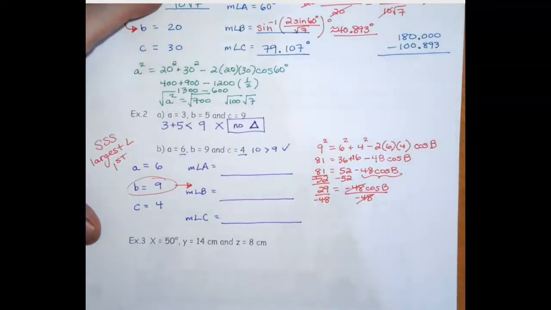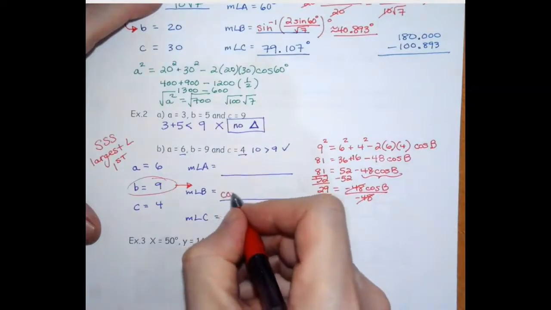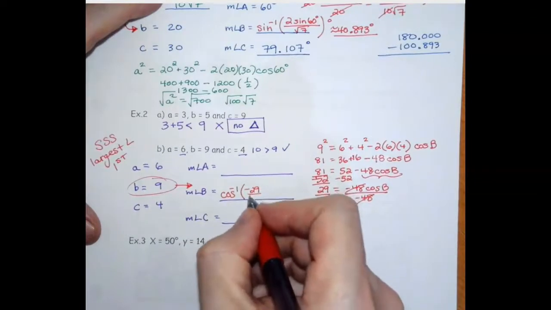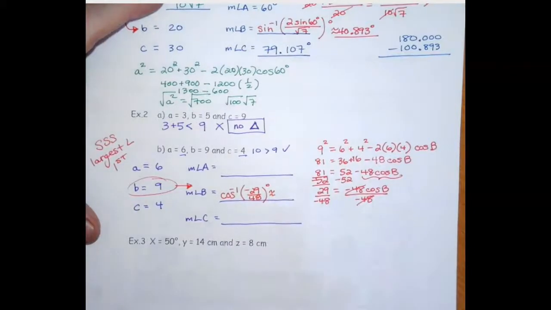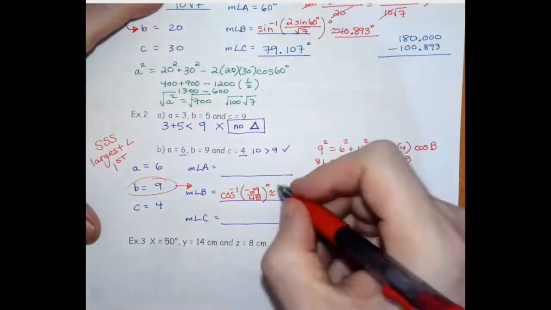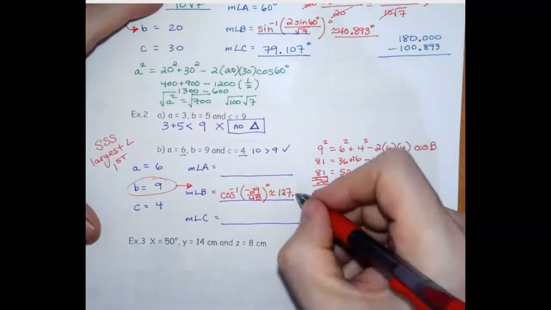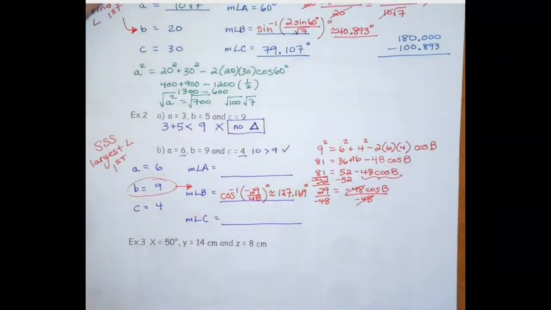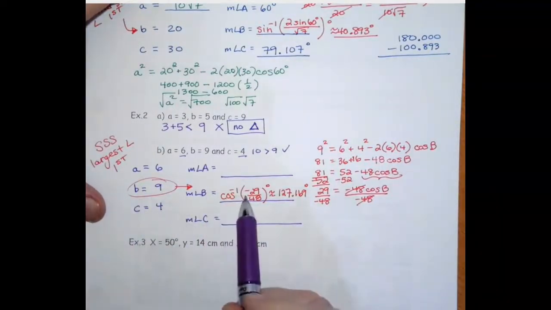Alright, and now we want to find the angle. So the angle is the inverse cosine of negative 29 over 48 degrees. Okay, and if you type that in the calculator, that turns out to be 127.169 degrees. Okay, now at that point we can switch to the law of sines now.